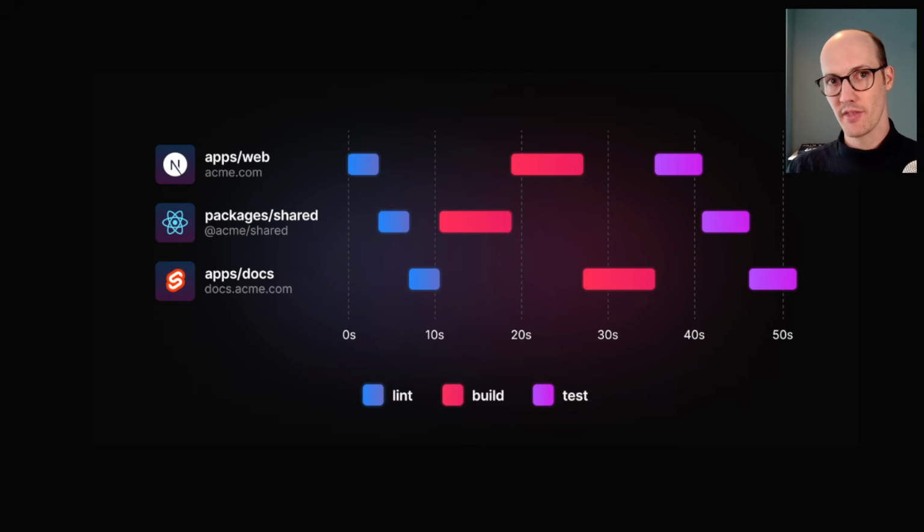And if you were to run this using a normal task runner, it would look like this. You would run all the lint tasks first, then all of the build tasks, then all of the tests afterwards. There's no way to schedule this better here.